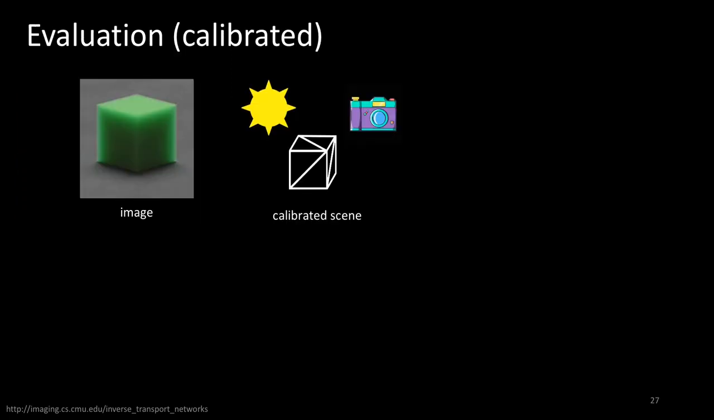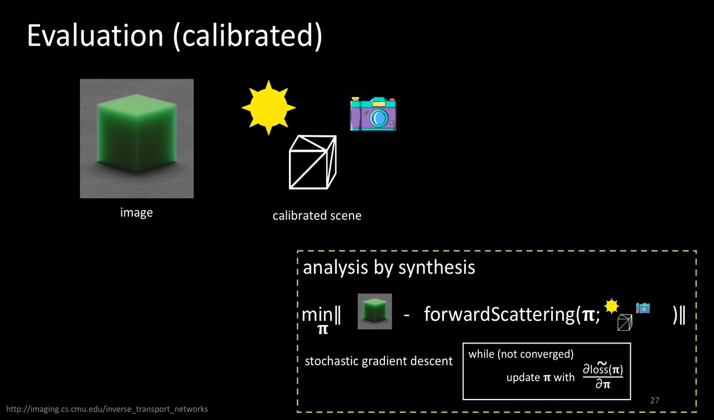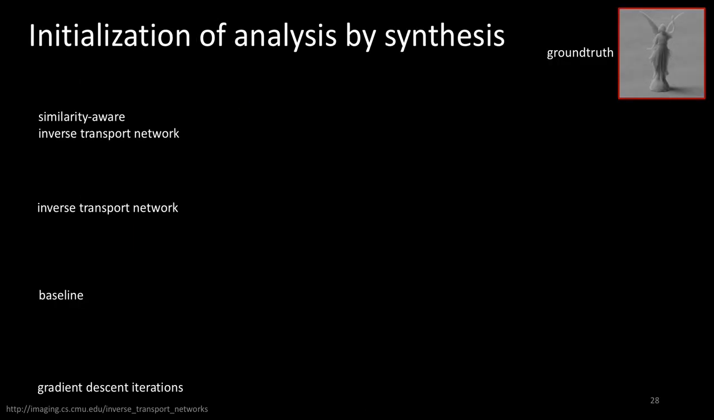We also evaluate our networks in a calibrated setting where, in addition to an input image, we have full knowledge of the scene geometry and lighting. In this case, we can use analysis by synthesis together with gradient descent and our volumetric differentiable renderer to accurately infer the material parameters. We also use the prediction of our networks for initialization in order to significantly accelerate convergence and help avoid local minima.